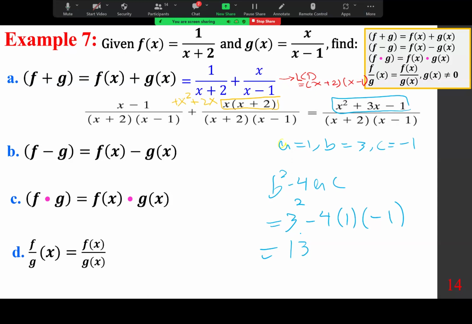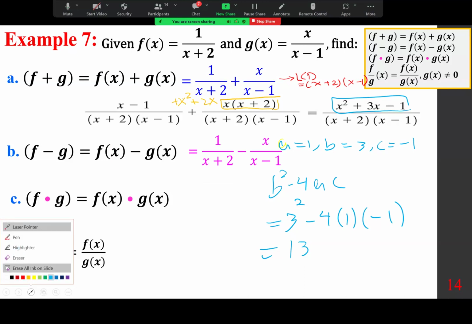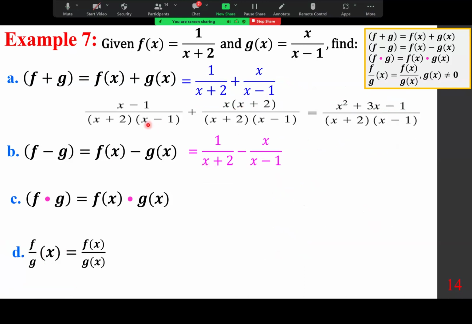All right, let's write f of x minus g of x. We are going to write the same fractions, but a negative in between. And I'm going to erase my work. Same LCD. Same numerators, except this is negative.